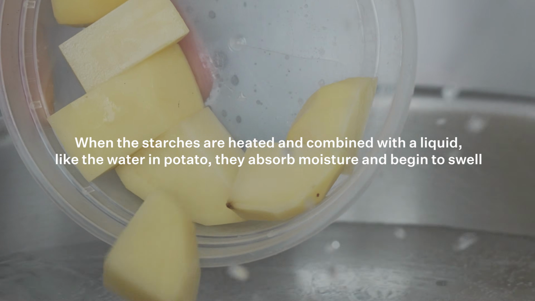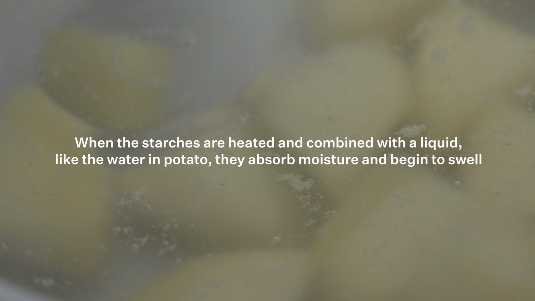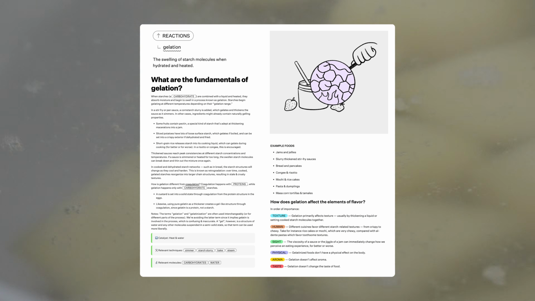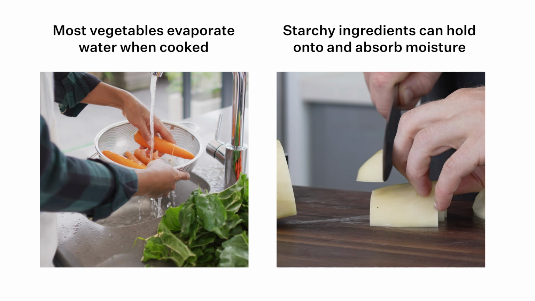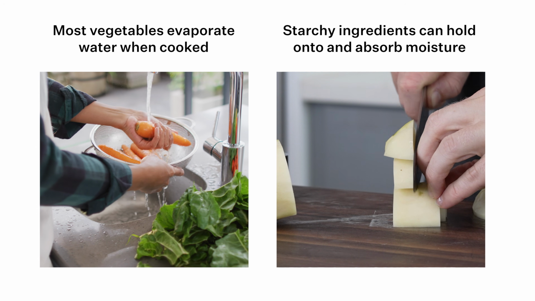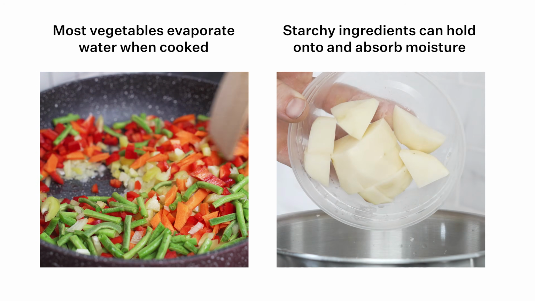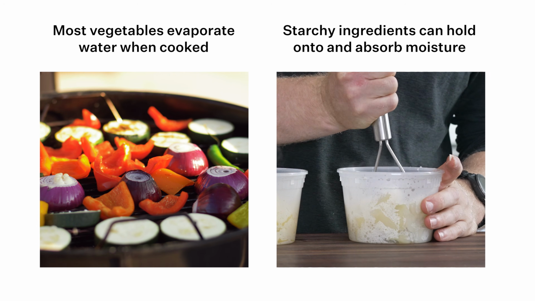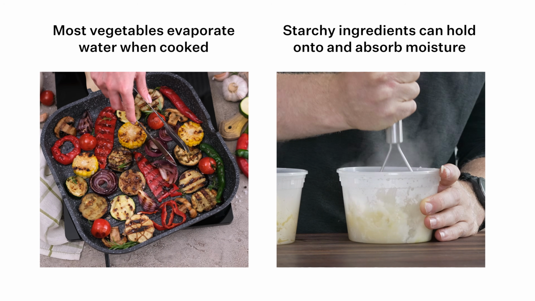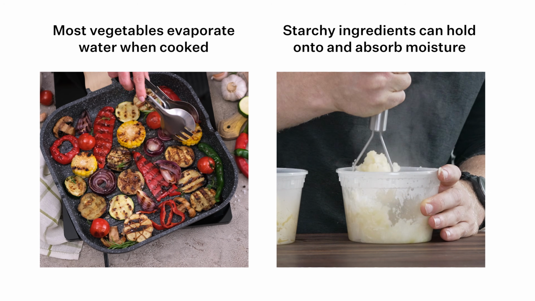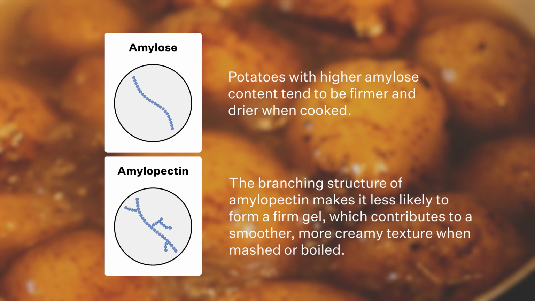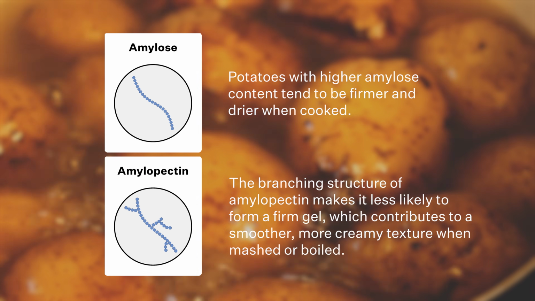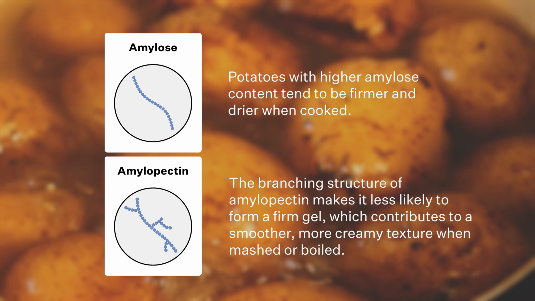Now, when these starches are heated and combined with a liquid like the water in our potato, they absorb moisture and begin to swell, and this process is known as gelation. Most other vegetables tend to lose their water content when we cook with them, but potatoes are pretty unique because the high starch content absorbs the water and holds onto it, giving us a super unique texture that we all love, whether you boil them, mash them, or stick them in a stew. And this gelation process with different starch ratios in different potato varieties seems to be part of the reasons why they have different textures when we cook with them.